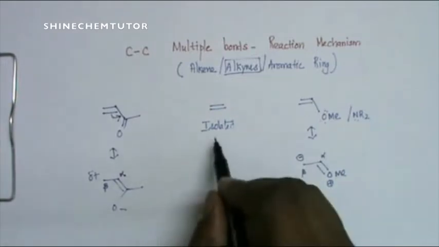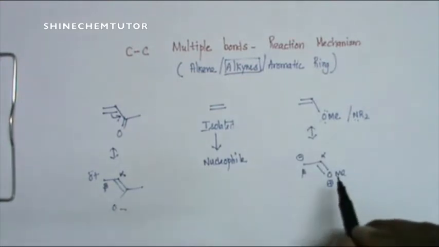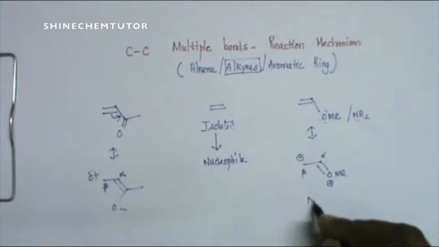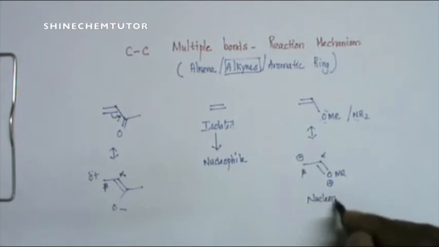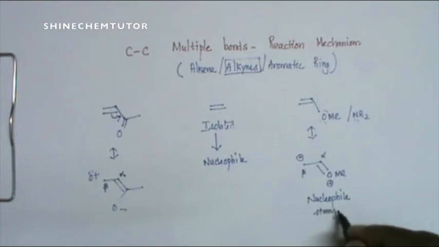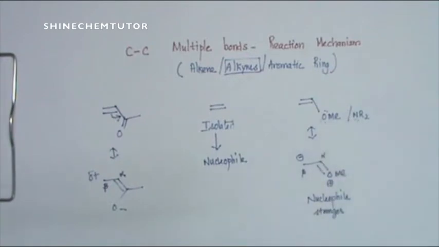Here, the isolated alkene acts as a nucleophile. When I go for vinyl ether, this is a nucleophile and it is a stronger nucleophile. Compared to isolated alkene, this is a stronger nucleophile because the electron donating group increases the electron density in the olefin.